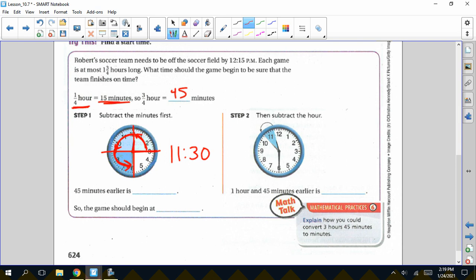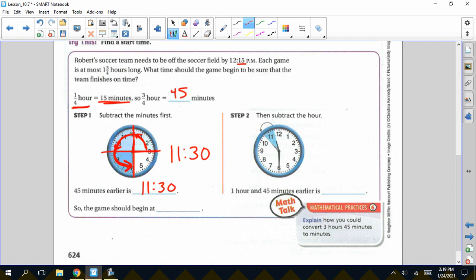So remember, we're at 11:30. And again, all we did was subtract 15 minutes from 12:15, which got us back to 12. Then we subtracted another 15 minutes, which got us back to 11:45. And then another 15 minutes got us back to 11:30.